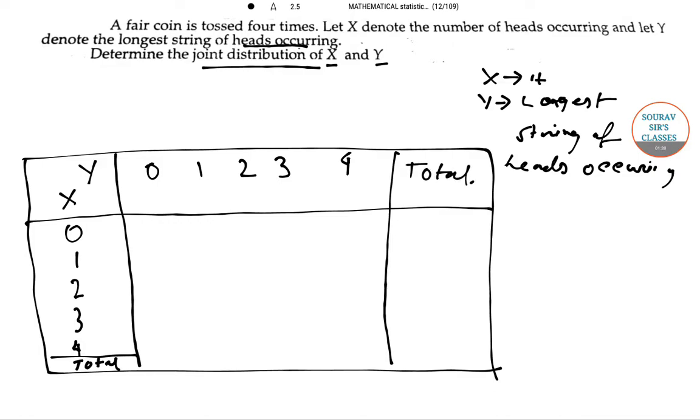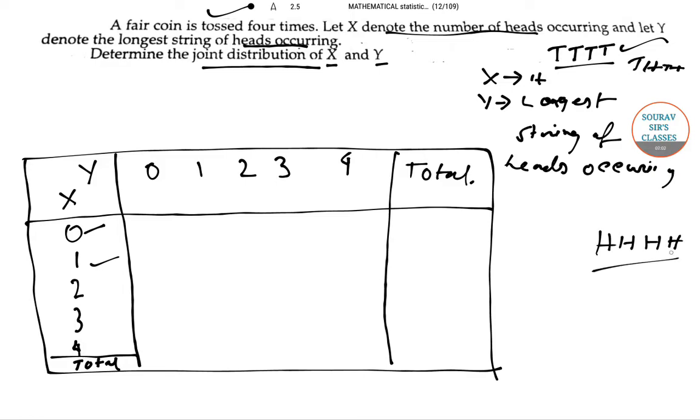Why? Because x takes the number of heads occurring. If a fair coin is tossed 4 times, it may appear as 4 tails, so there are no heads, and we denote it as 0. When there is one head, say T, H, T, T, we denote it as 1. When there are 2, we denote it as 2, and the maximum case could be H, H, H, H. Similarly, y denotes the longest string of heads occurring, which can take the values 0, 1, 2, 3, 4.